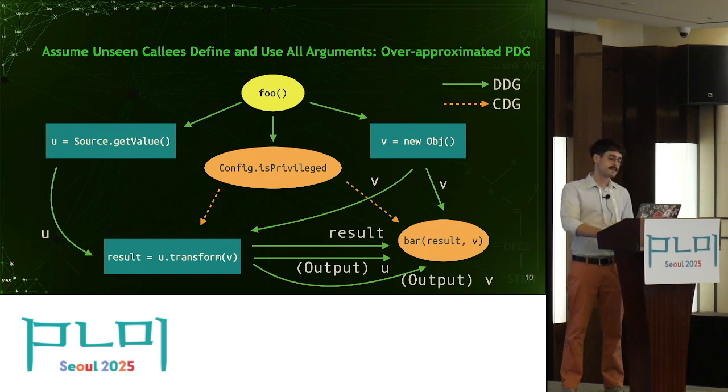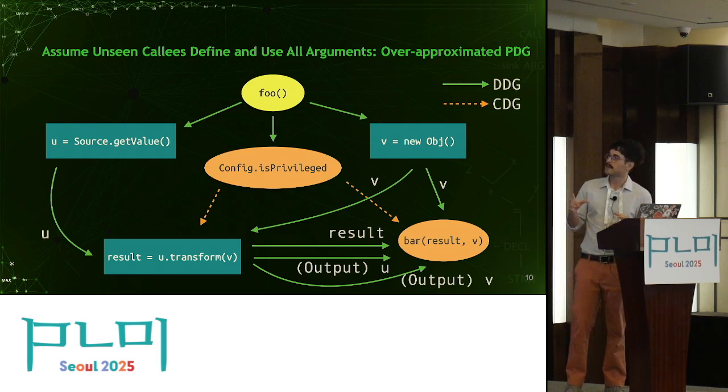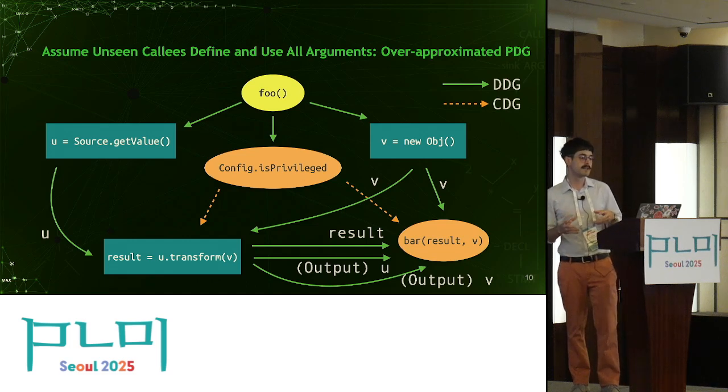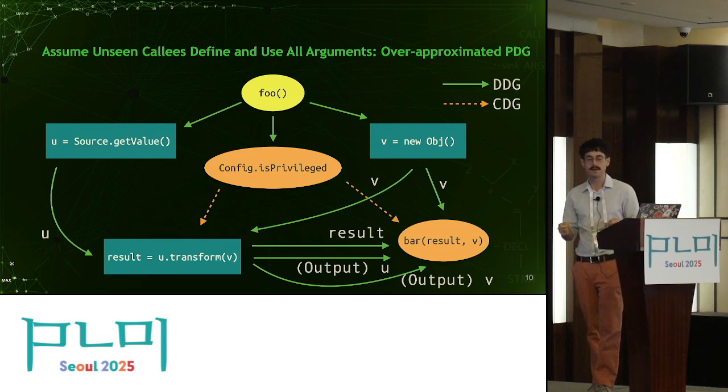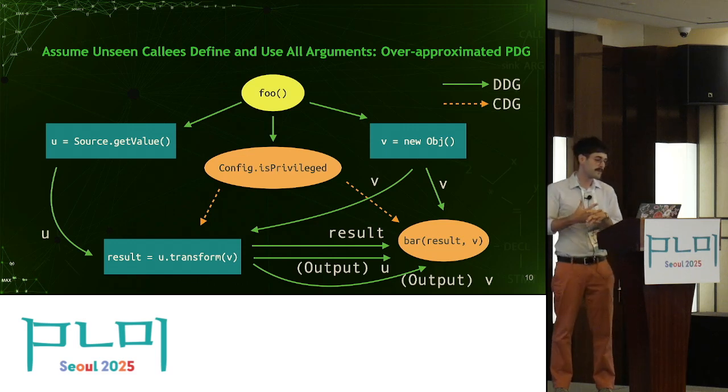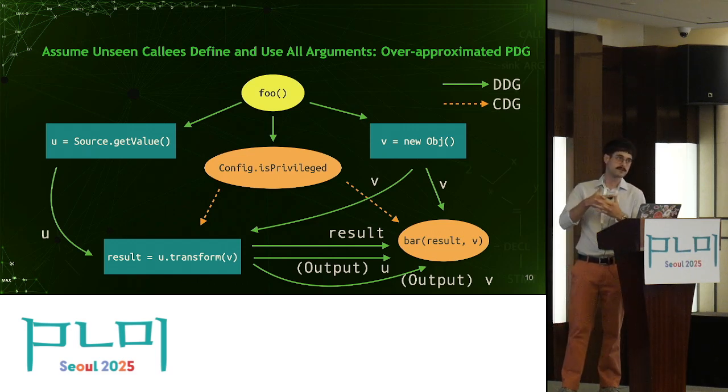Extending this by over-approximating our data dependence graph, we can then encode via the output arguments that U and V might actually have some kind of implicit flow to the call of bar, which is first dependent on this transform call.